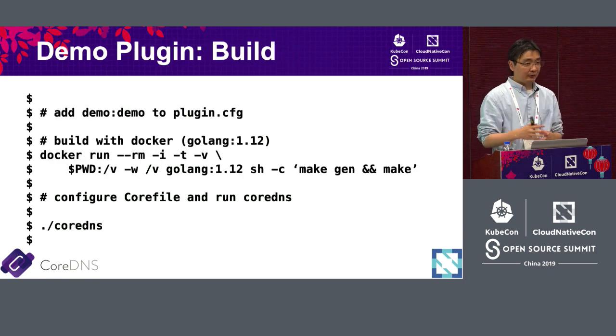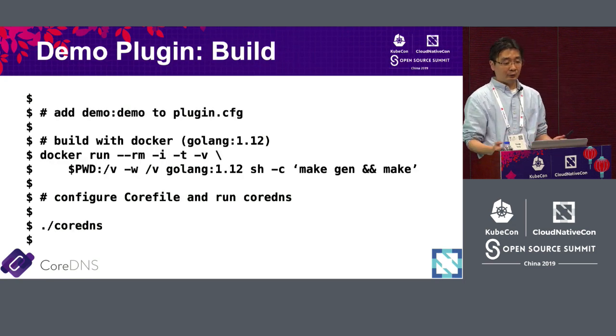The next step, as we mentioned, we already have everything ready. The next step, of course, is how to build that. We have the source code of setup, we have the source code of CoreDNS, and we have a Corefile. Now the next step is to build CoreDNS. Building CoreDNS is also fairly easy.